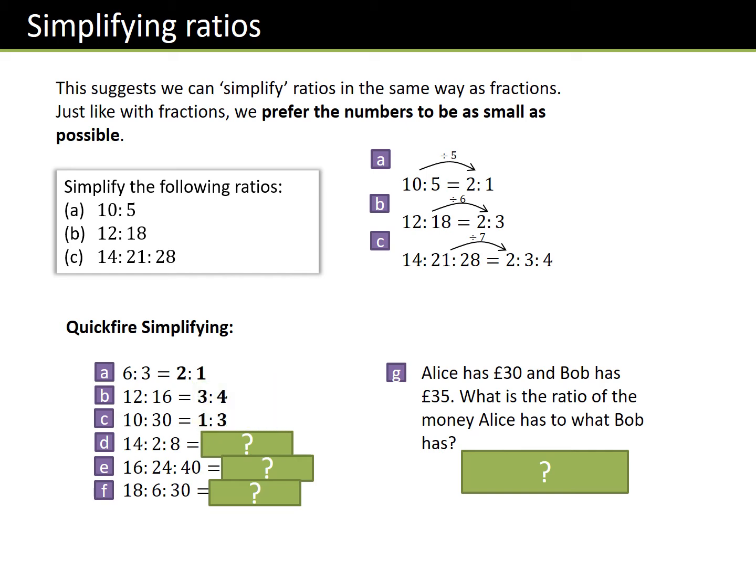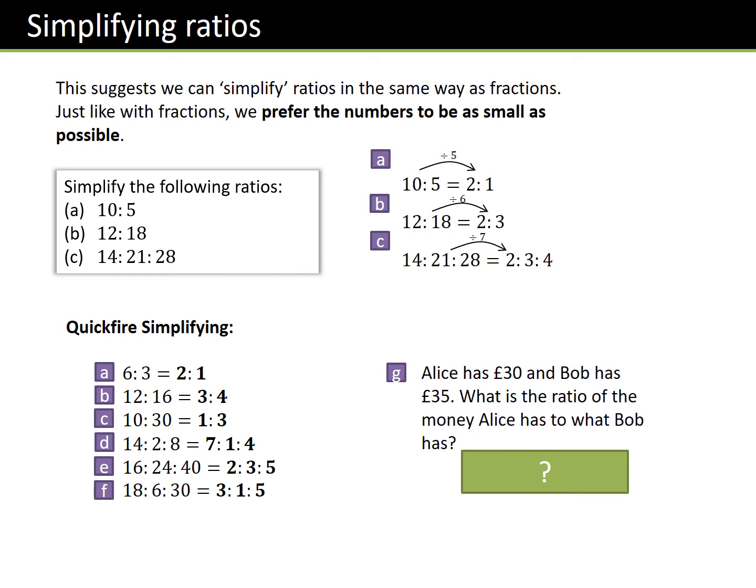10 to 30, 1 to 3, 14 to 2 to 8. So the highest common factor is 2, I get 7 to 1 to 4. 16 to 24 to 40. Highest common factor is going to be 8. So divide everything by 8. 18 to 6 to 30, highest common factor is 6, so I get 3 to 1 to 5. I may not spot the highest common factor, and just like fractions, I can take a couple of goes to get there.